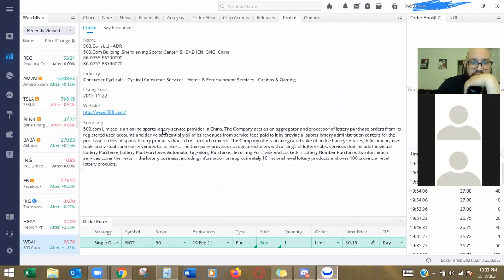It is an online sports lottery service provider in China. The company acts as an aggregator and processor of lottery purchase orders from its registered user accounts and derives substantially all of its revenues from service fees paid to it by a sports lottery administrator center for purchase orders of sports lottery products.